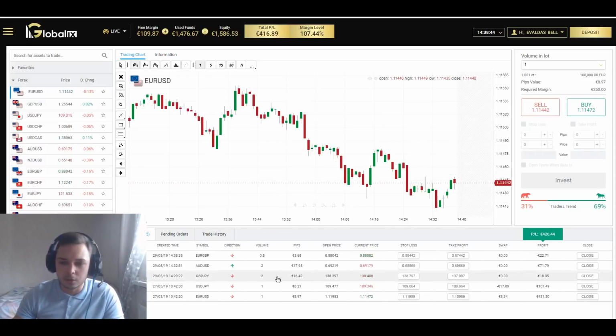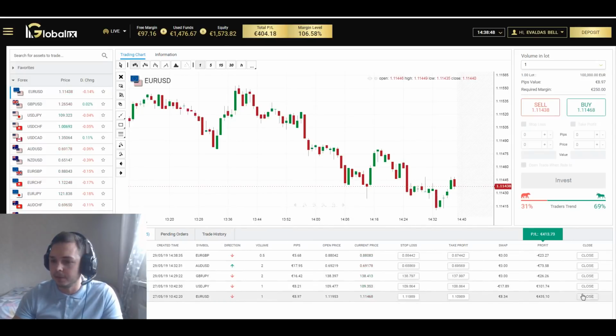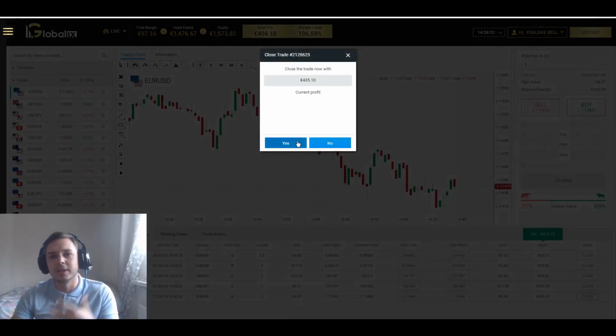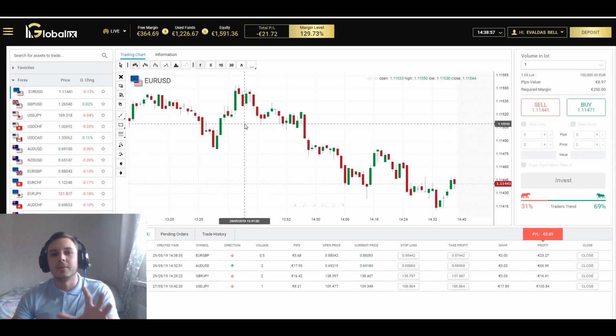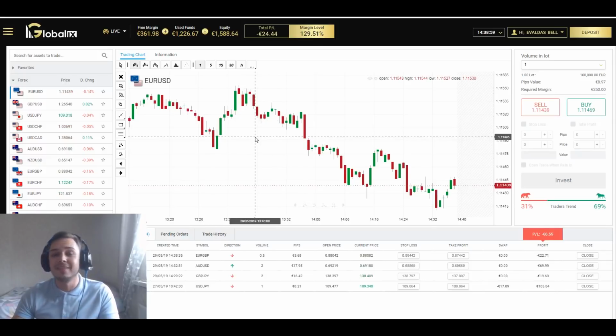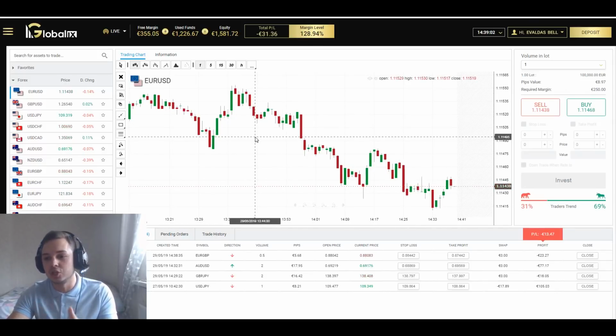We're probably gonna close one of these trades at the moment, maybe this one, Euro USD, so we have a little bit more margin level. So why not? Let's just close that. Click. There we go, order successful. Now we close this Euro USD trade. Our free margin is now 360, so hopefully it doesn't shut our trades.